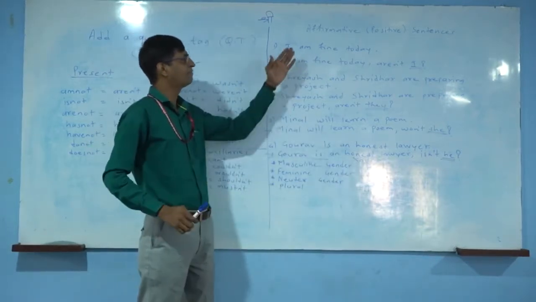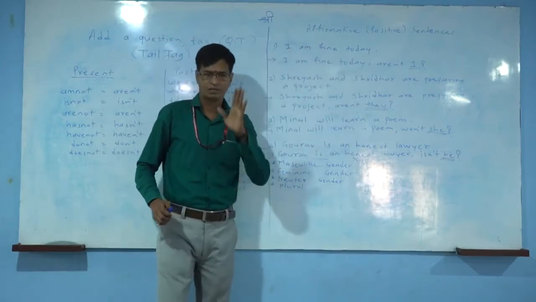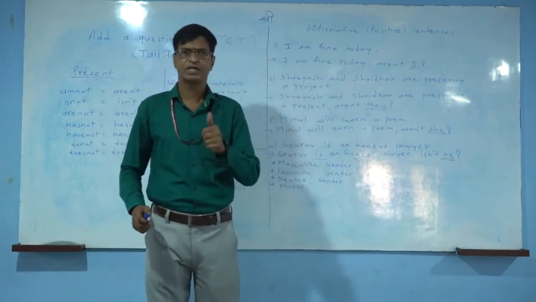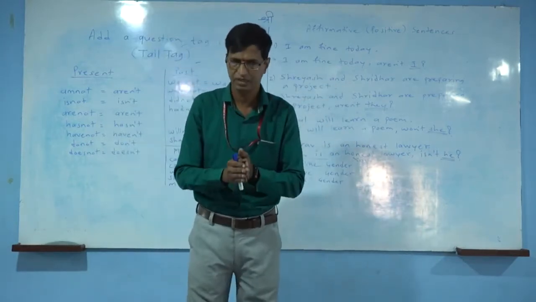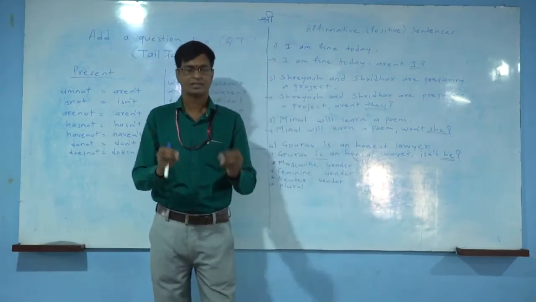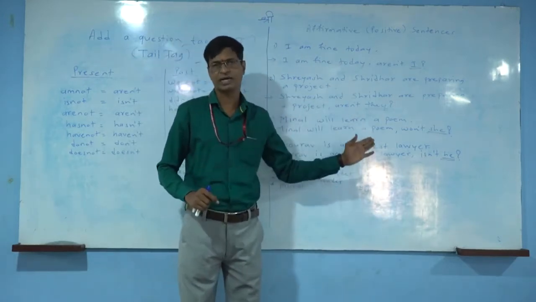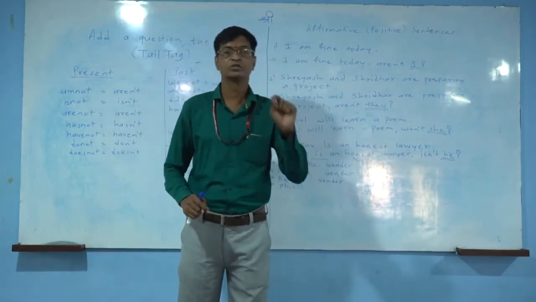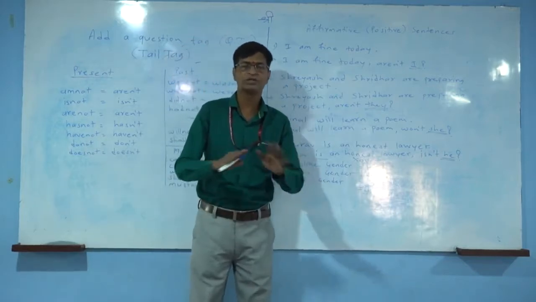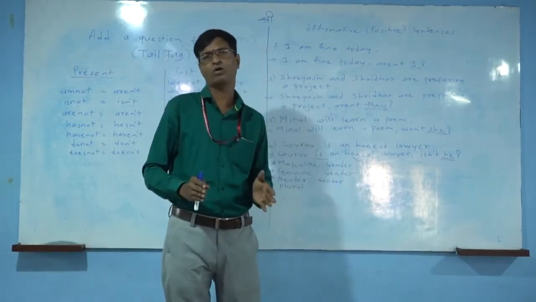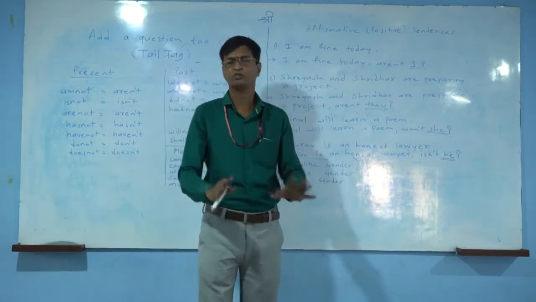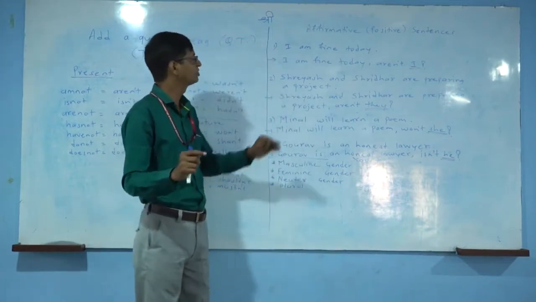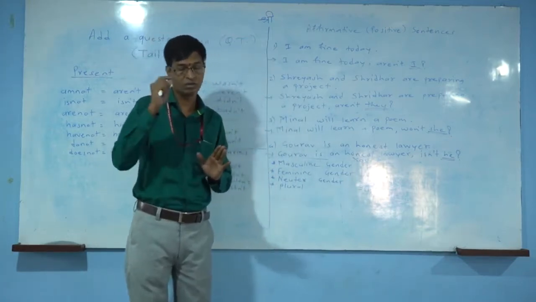Today, we are learning affirmative sentences in question tags. My fourth rule while making question tags is that if the given sentence is affirmative, if the given sentence is positive, then we add a negative question tag. It means that in the sentence there is no not, no don't, no never. These sentences are called affirmative sentences, positive sentences. If there are affirmative sentences, we use a negative question tag. So dear students, remember this.